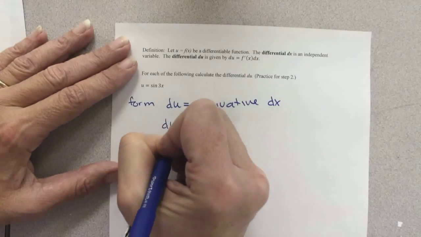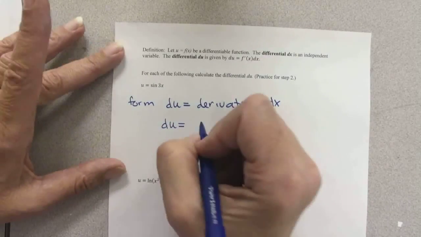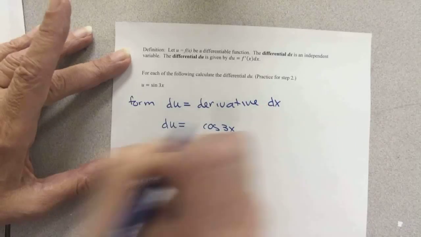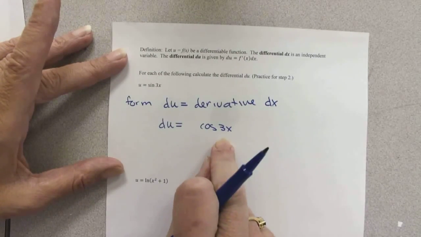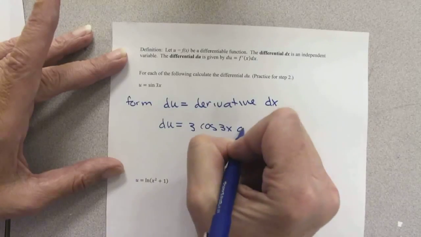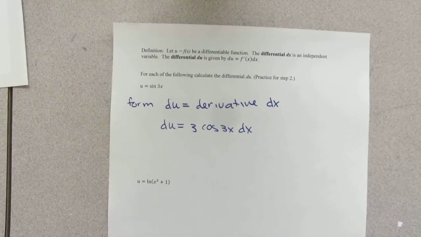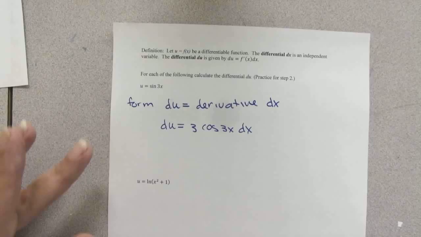So in this case, du: the derivative of sine is cosine. My angle doesn't change. Chain rule, times the derivative of the inside, so times 3 dx. And there we calculated du.